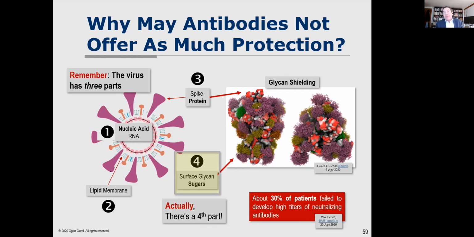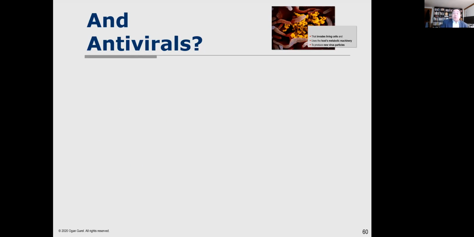So about 30% of patients fail to develop high titers of neutralizing antibodies. That was one study, but the vaccine studies showed 90% effectiveness. So I think the point is that these are not failures and so forth, but it's unlikely that we're going to reach those 100% levels, which would be good.